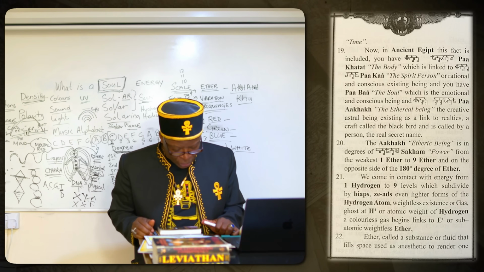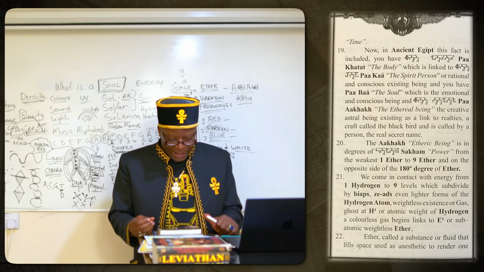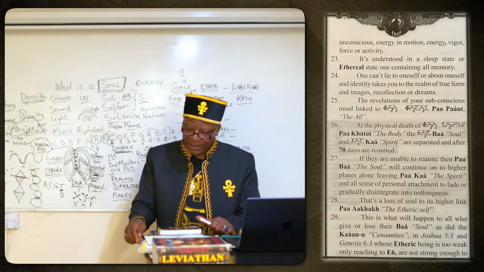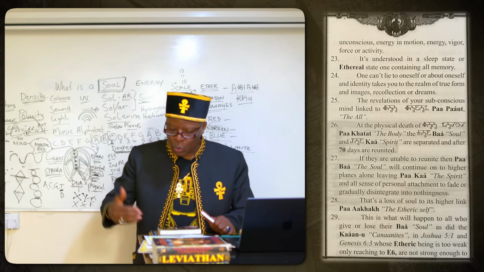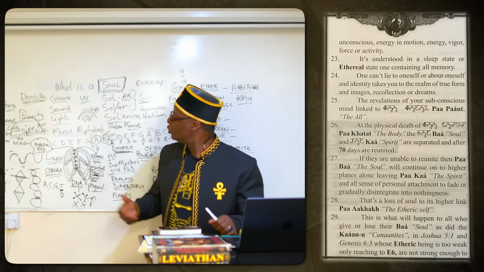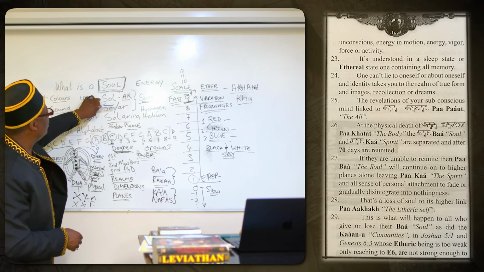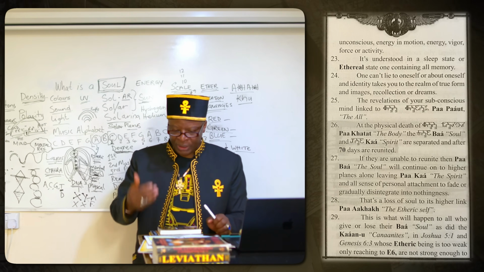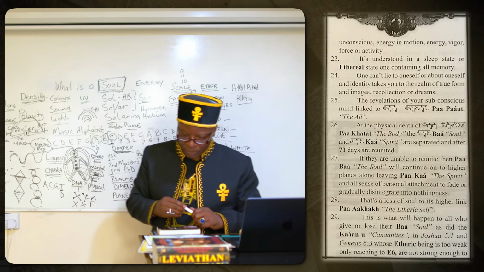22. Ether, called a substance or fluid that fills space, used as an anesthetic to render one unconscious, or energy in motion, energy, vigor, force, or activity. If you don't have that, then you don't have motion or energy that has vigor. Or like I was saying, you're able to connect, to tap into that soul realm, where a lot of us Black, or what people call Black, or refer to as soul people, or soul music, have the ability to be colorful and creative and dance, which ties into the music, etc. All right, let's keep going.